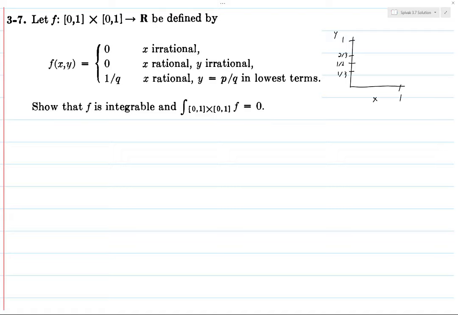So let's see here, it's going to be 0 at most points, but it could be 1 over q if x is rational and y is p over q, and that's in lowest terms. So if y is 1, then the function will be 1. So if we look at this line here, f equals 1 sometimes, because along this line, where y equals 1, f will equal 1, but only when x is rational.